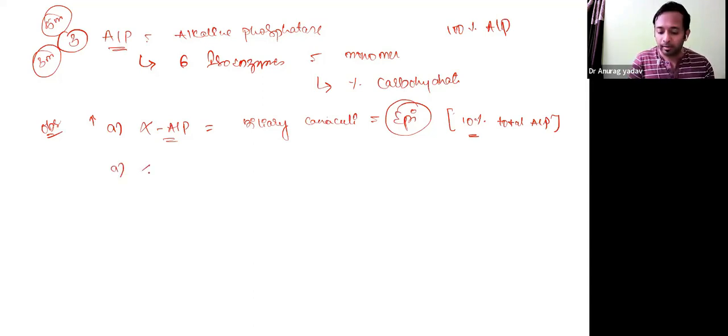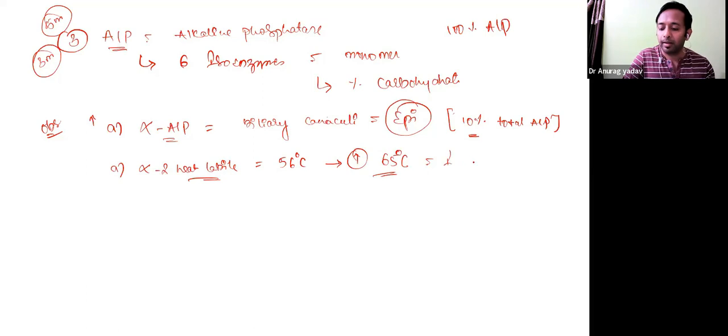Second one is alpha 2 heat labile. Heat labile means they are unstable to heat. If you give the heat, they'll be destroyed. They are stable up to 56 degrees Celsius. If you increase the temperature, say to about 65 degrees Celsius, the protein gets inactivated. The enzyme gets inactivated. They are heat labile, they are sensitive to the heat.